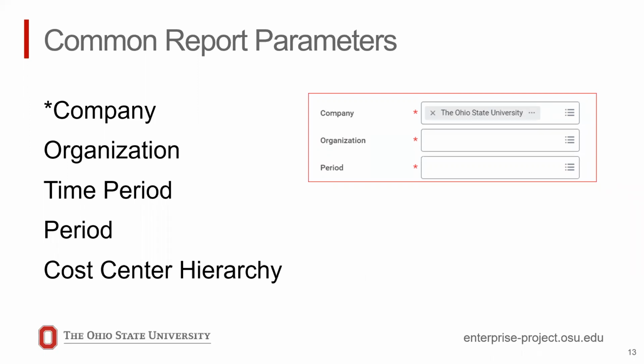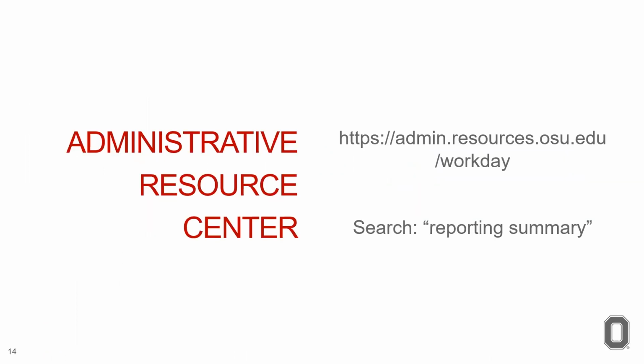Some of these parameter names are obvious. Here are a few you may see. Note how in the illustration, there's an asterisk next to the field for company, organization, and period. However, the use of these terms can differ from one report to another, so it is important to understand the context where each term is used. To learn more about the parameters for a given report and to find the most common reports for the business process you're working on, search for the term reporting summary on the Administrative Resource Center.